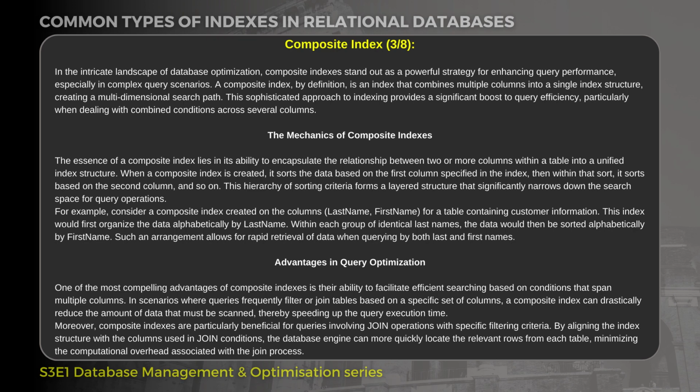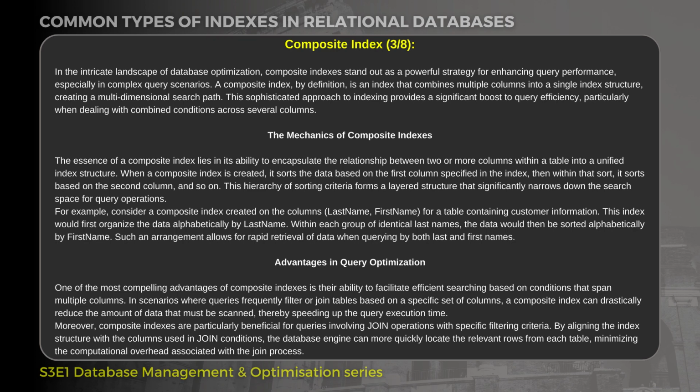For example, consider a composite index created on the columns last name, first name for a table containing customer information. This index would first organize the data alphabetically by last name. Within each group of identical last names, the data would then be sorted alphabetically by first name. Such an arrangement allows for rapid retrieval of data when querying by both last and first names.